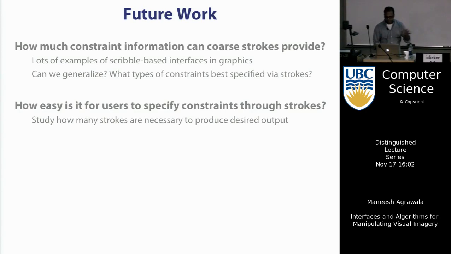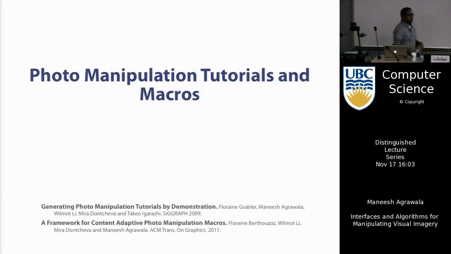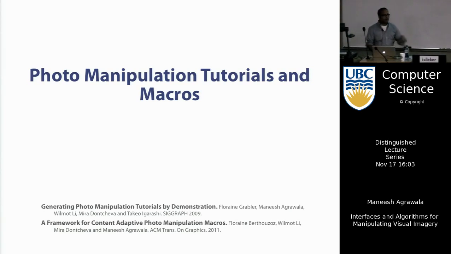OK, so that was just one example. What I want to switch to next is some other work that is also aimed at helping people create better images using tools like Photoshop. And this is work that, on one side, is designed to help people learn to use these tools through the creation of tutorials. And on the other side, is designed to help people automate the process of doing manipulations on their photos through macros. So let's start with tutorials.